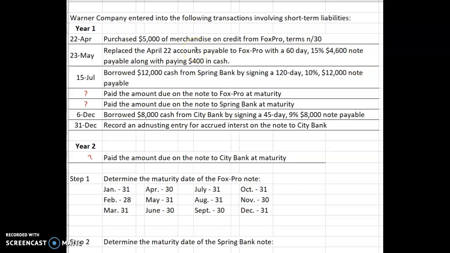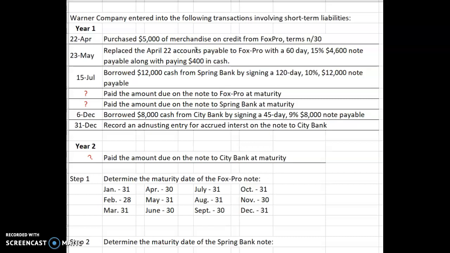Warner Company entered into the following transactions involving short-term liabilities. On April 22nd, they purchased $5,000 of merchandise on credit from Fox Pro, terms net 30. When May 22nd came along, they found that they could not actually pay the bill, and so they contacted Fox Pro and arranged to replace that accounts payable with a note payable. They did pay $400 down on the account and signed a 60-day 15% note for the $4,600 balance left.